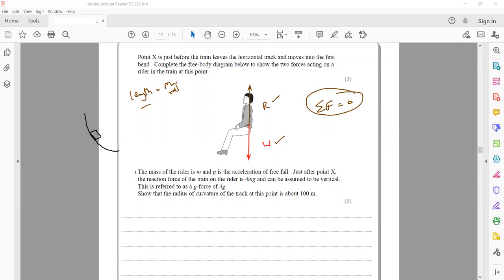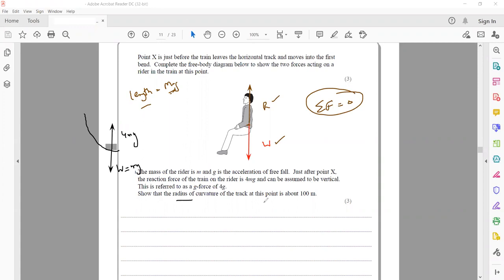So just about when it entered the first bend, the weight, which is mg, is acting down, and the normal contact force, now there should be a resultant force. Why should there be a resultant force? Because it is moving in a circular path. So whenever an object moves in a circular path, there should be a resultant force. So weight is mg, which is acting downward, and the normal contact force is now 4 mg.